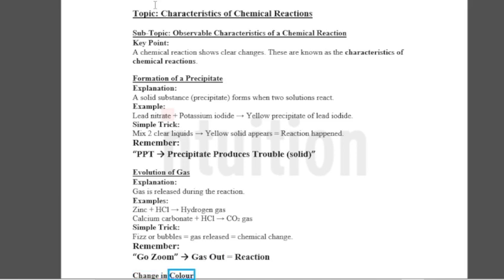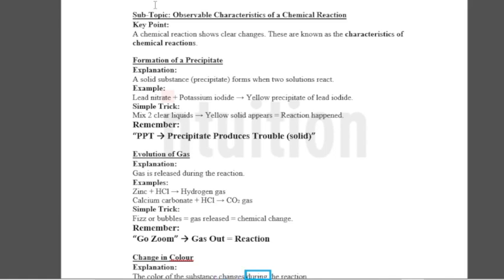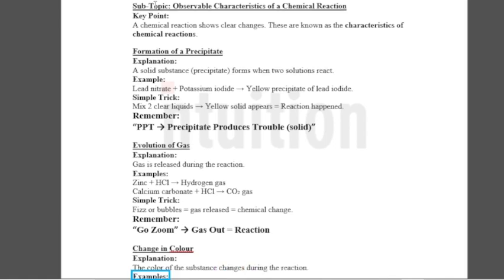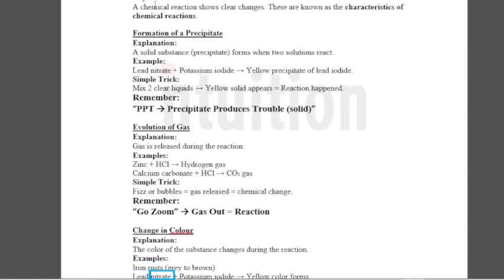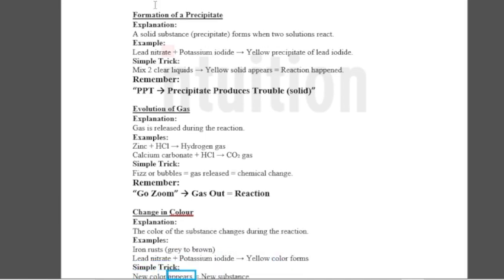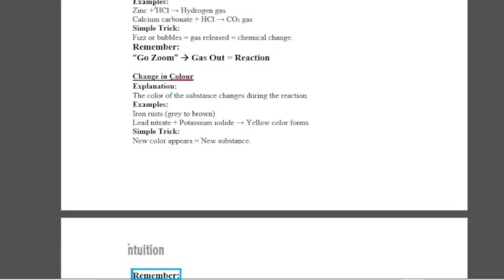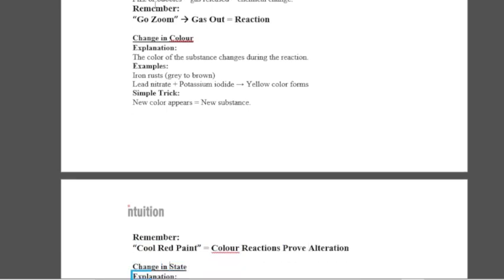Change in color. Explanation: the color of the substance changes during the reaction. Examples: iron rusts, gray to brown; lead nitrate plus potassium iodide, yellow color forms. Simple trick: new color appears means new substance. Remember, cool red paint is color. Reactions prove alteration.